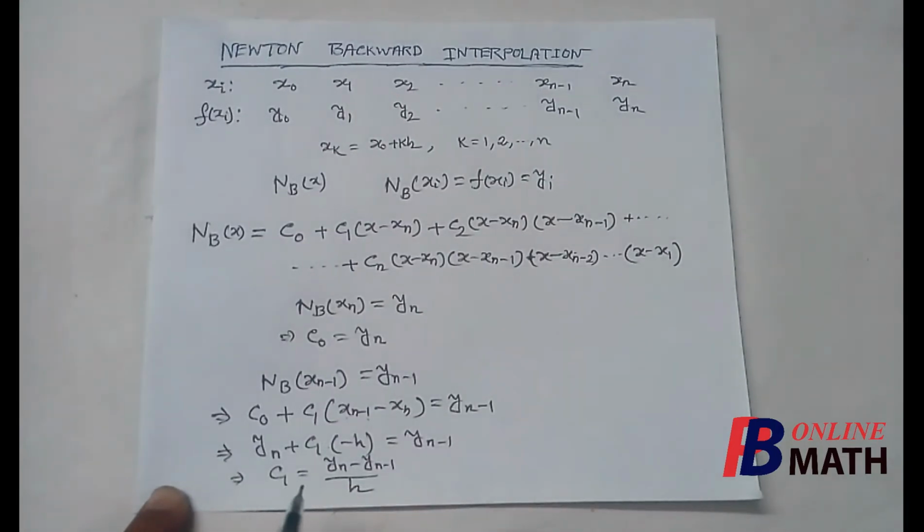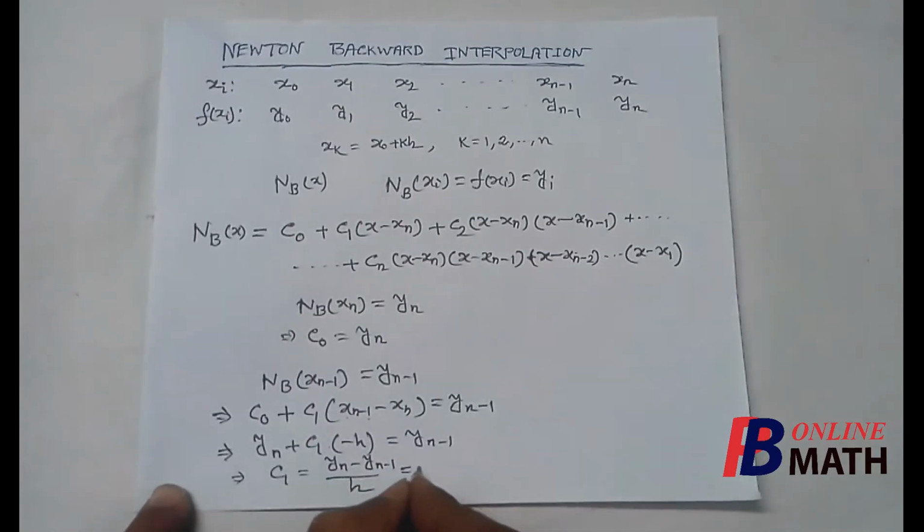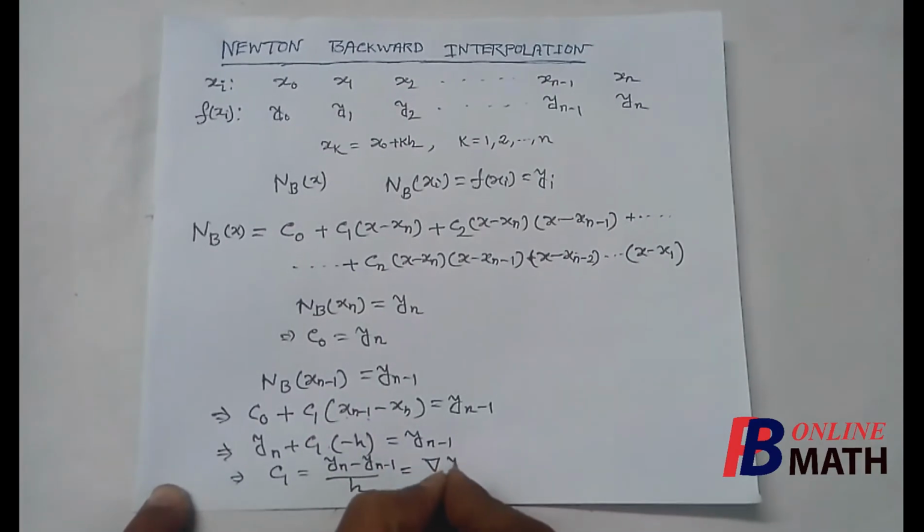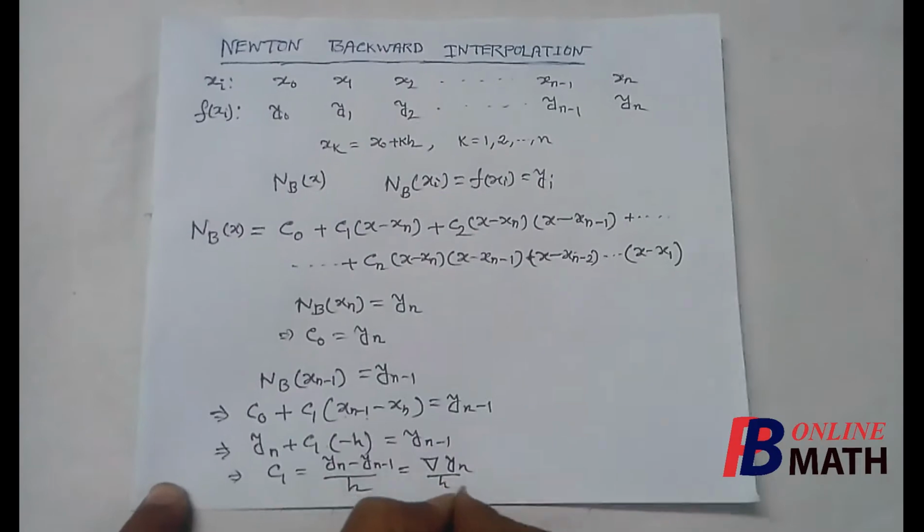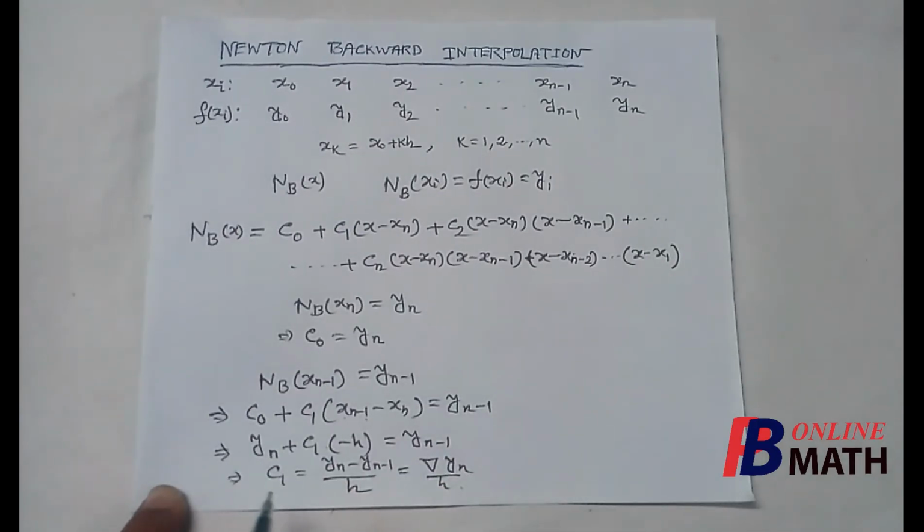Now since this is Newton's backward interpolation formula, we shall express this numerator in terms of backward difference. So this is equal to the backward difference of yn by h. So here we have obtained that the value of this coefficient c1 is nothing but the backward difference of yn divided by h. Next we shall evaluate c2.